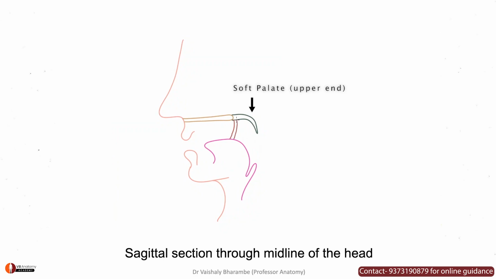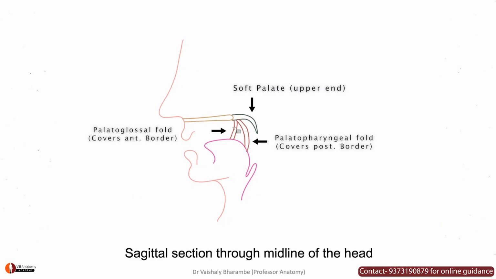By now, you should be able to tell me what the fold is called. Palatoglossal fold, containing the palatoglossus muscle. It covers the anterior border of the tonsil. Another fold posteriorly, the palatopharyngeal fold, containing the palatopharyngeus muscle, covering the posterior border of the tonsil.